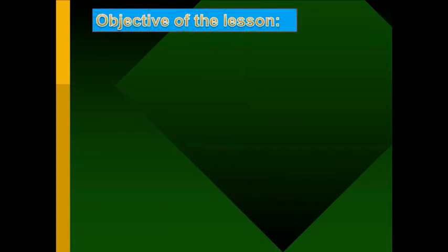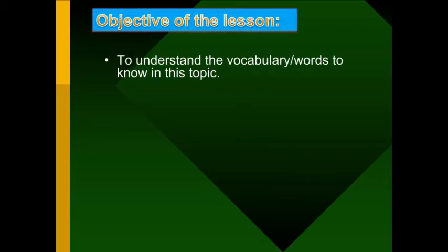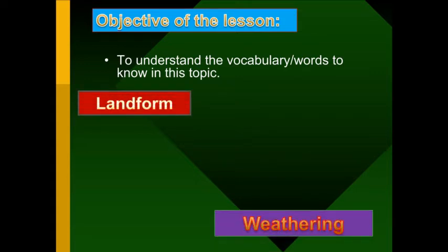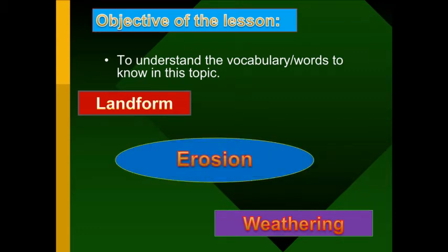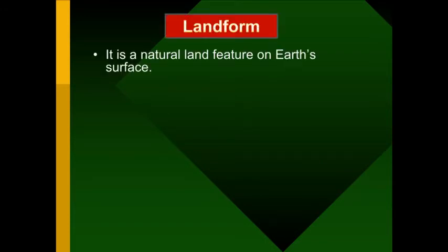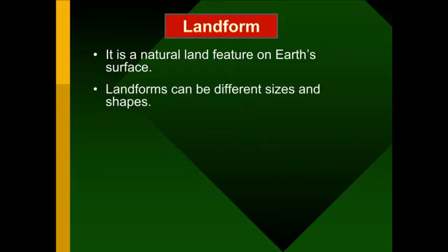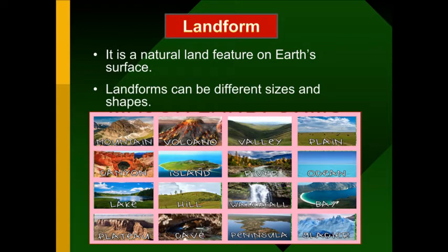Like I said, one of the objectives of the lesson is to understand the vocabulary or words to know in this topic. We have landform, weathering, and of course, erosion. Let us proceed with the first one, which is landform. A landform is a natural land feature on Earth's surface. Landforms can be different sizes and shapes. I'm going to show you pictures of different landforms that we can find on the Earth's surface. We have mountain, volcano, valley, plain, canyon, island, and many more.